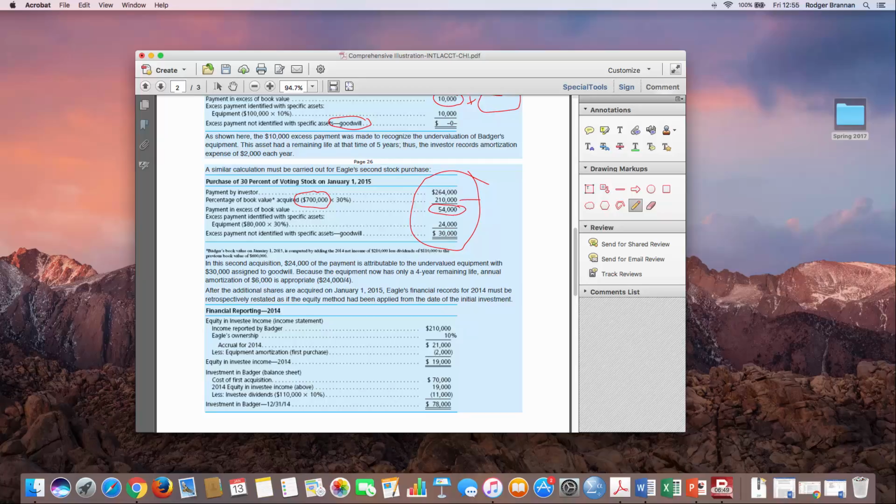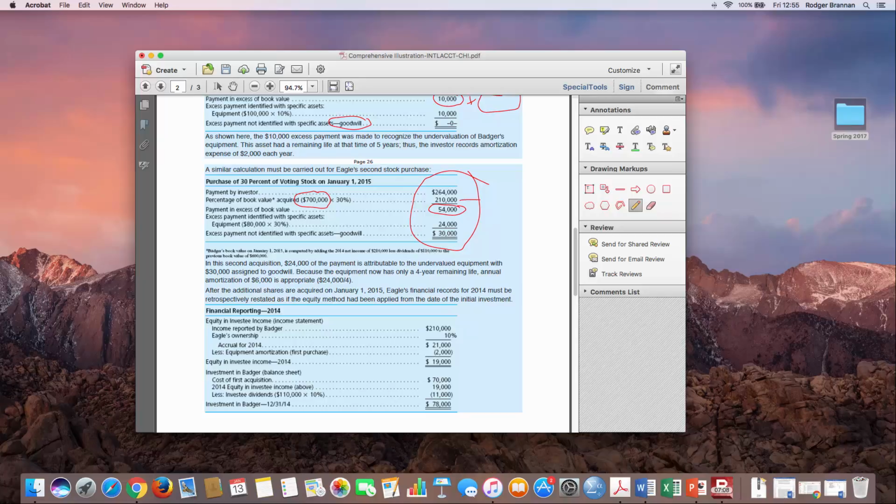And as you can see from the calculation, they paid an excess of $54,000 over and above that. So the rules are that when you have this excess payment, that is the amount paid over the amount of book value that you are purchasing, you have to begin a process of attributing it to specific assets. And if there's anything left over, then it's deemed to be goodwill.